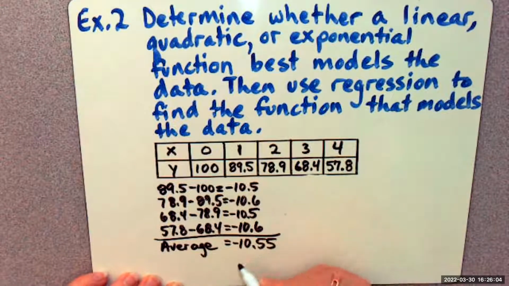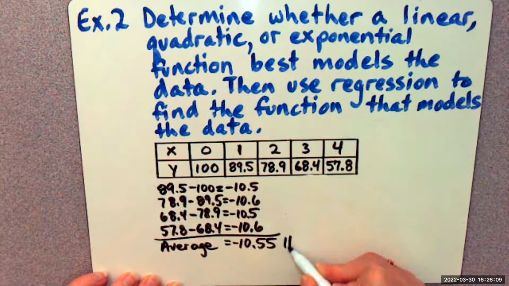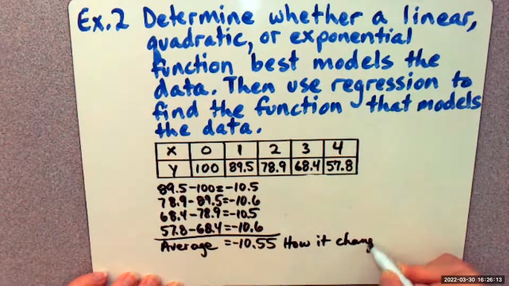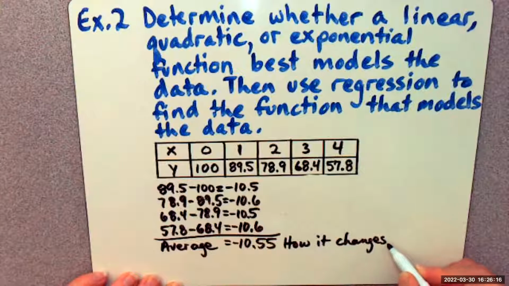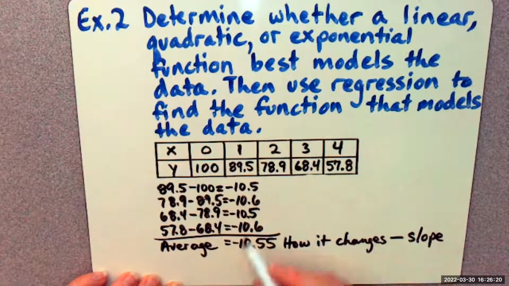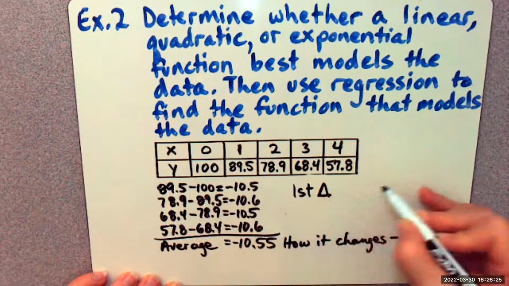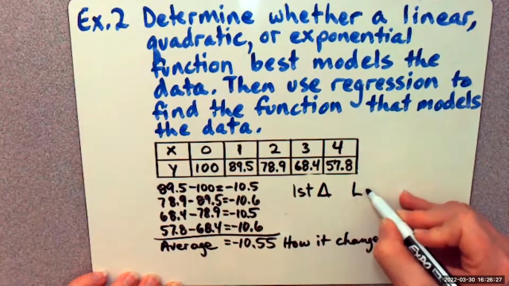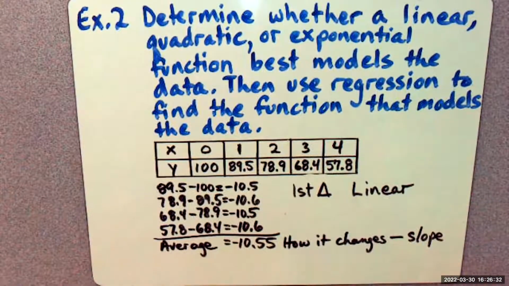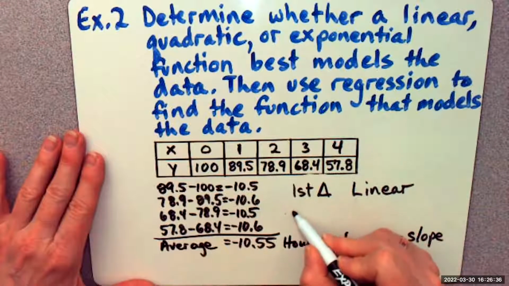So this is going to be the average of the change. When we find how it changes, that's the slope of a linear equation, because this is the first delta or difference. So this is linear. Since we have a linear situation, we also know we have a y-intercept.